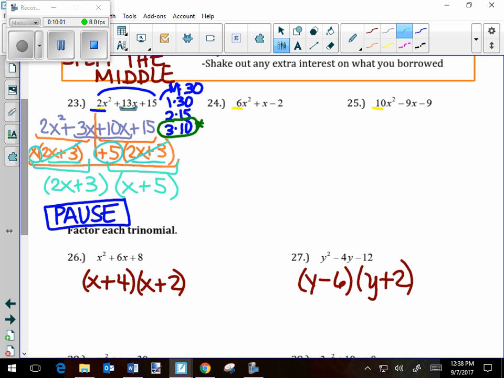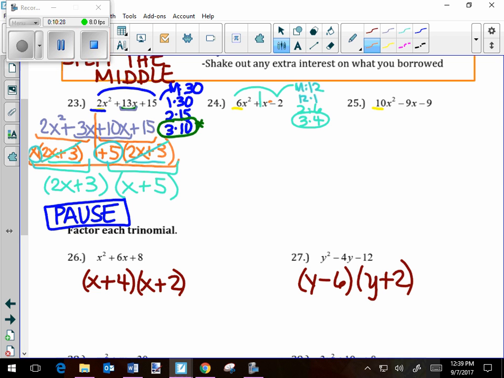On 24, I noticed that 6 is the leading coefficient, so instead of having numbers that multiply to -2, I'm going to be looking for numbers that multiply to 12. You could write -12 if you want. My options are 12 and 1, 2 and 6, or 3 and 4. I want to pick the ones that give me the 1 right here, the middle term. This will give me the 1.